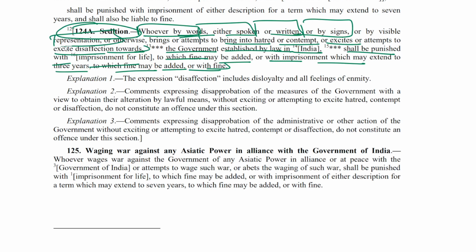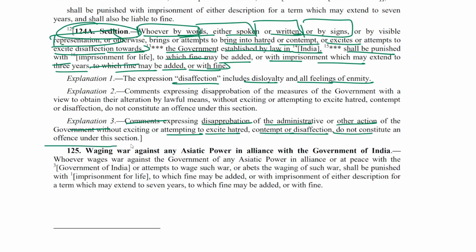So you must be having this confusion, sir. Then why is it so that the news channels are actually criticizing the government? Then obviously they will be considered to be doing something which can be considered sedition. The answer is the explanation: the expression disaffection includes disloyalty and all feelings of enmity. Comments expressing disapprobation of the administration or other actions of the government without exciting or attempting to excite hatred, contempt, or disaffection do not constitute an offense under this section.